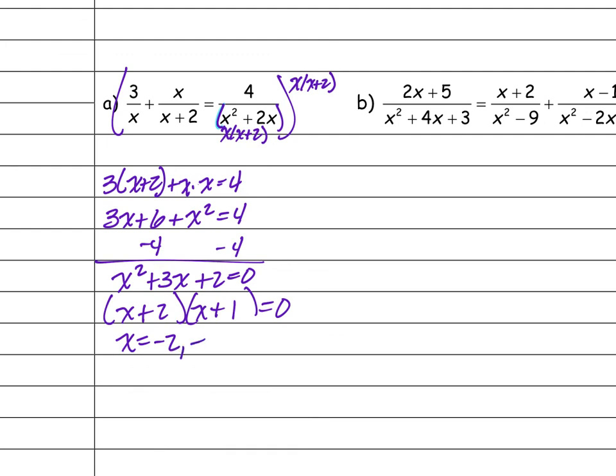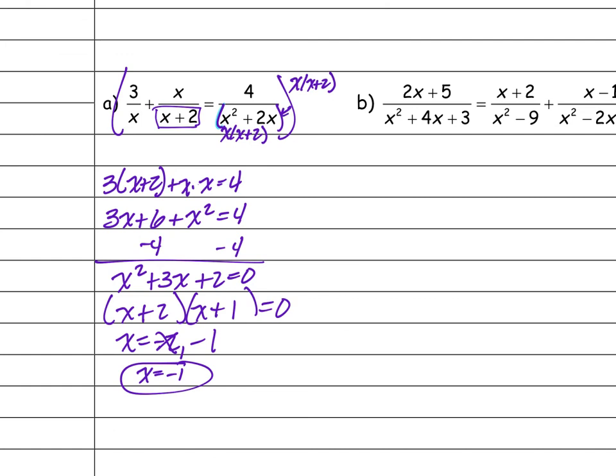x equals -2 and -1. Now, remember when I said you need to check? Yes, Mitchie, good. To make sure none of them will make your denominator 0. Well, look, if I plug -2 in here, what's going to happen to this denominator? It becomes 0. So it can't be -2. So my answer for this one is only -1. It'll also make this denominator 0, but if it makes one of them 0, it's not a solution.